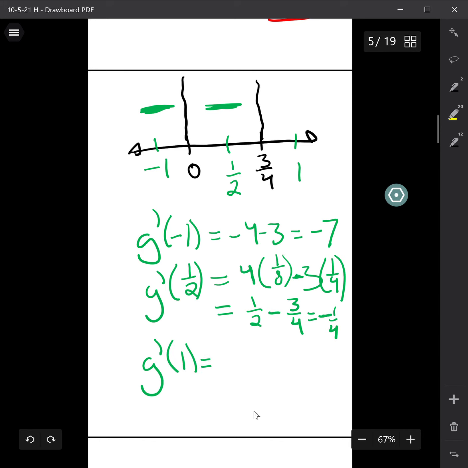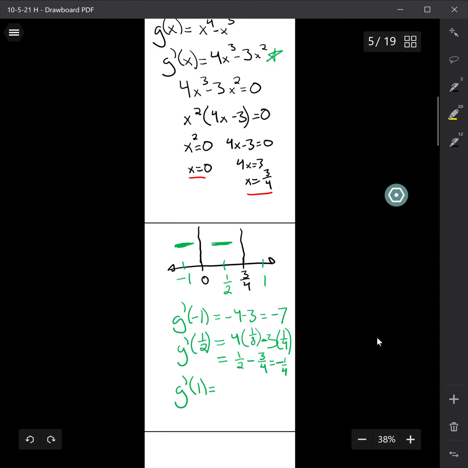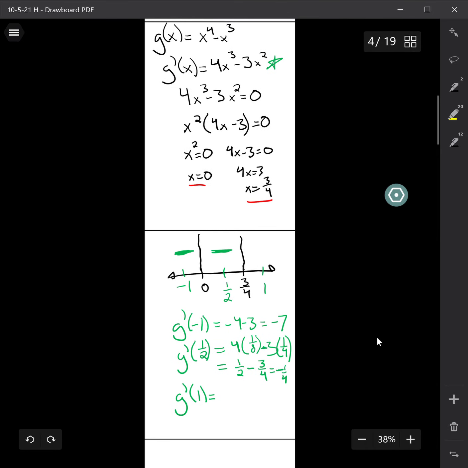Last but not least, if I plug in 1 to my function and go way up to the top, if you need to zoom in and see what it is, notice I'll get 4 minus 3. I'll get +1. So we're increasing here.